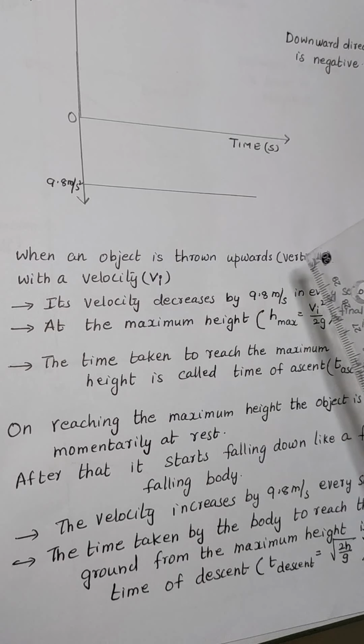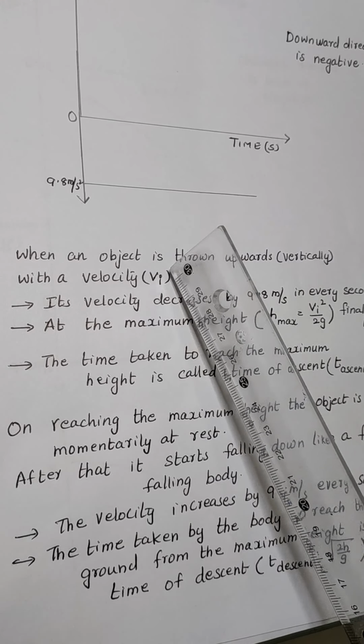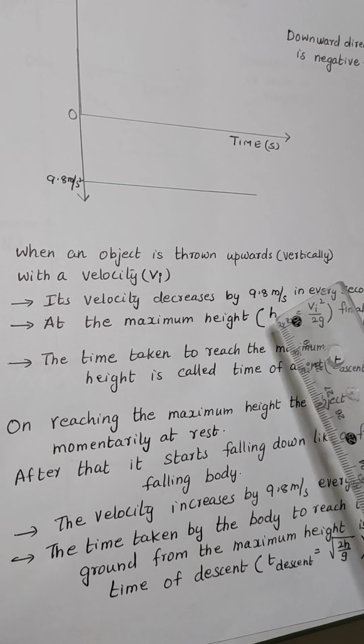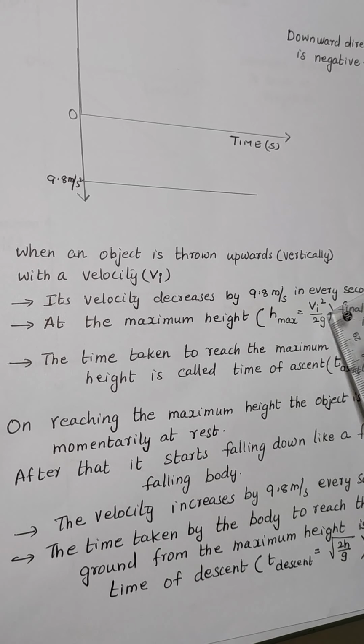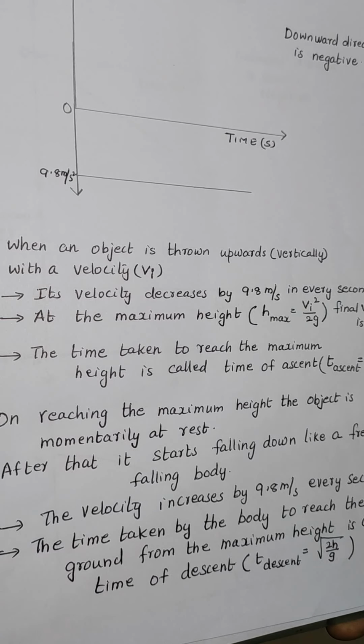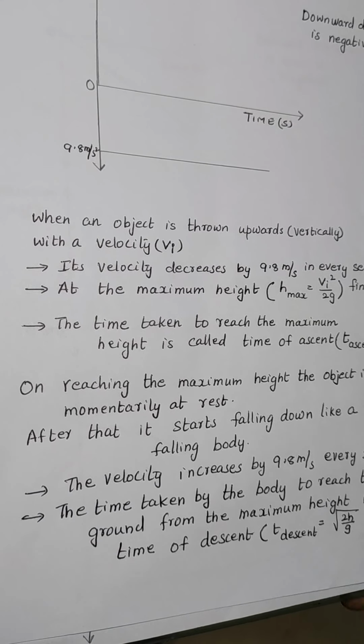When an object is thrown upwards vertically with an initial velocity Vi, its velocity decreases by 9.8 meter per second in every second. At the maximum height, which is calculated by Vi square by 2g, the final velocity is 0. The time taken to reach the maximum height is called the time of ascent, which is calculated as Vi upon g. On reaching the maximum height, the object is momentarily at rest.